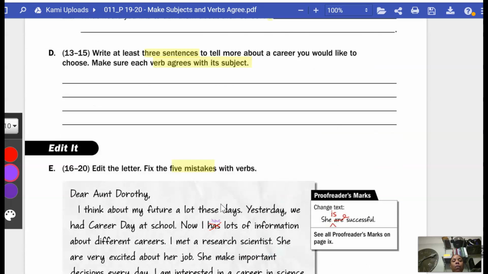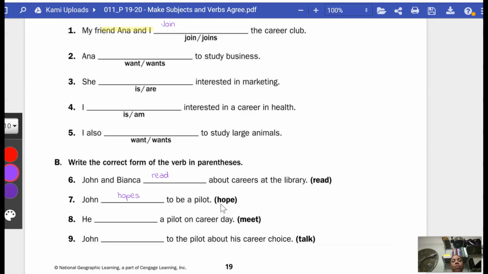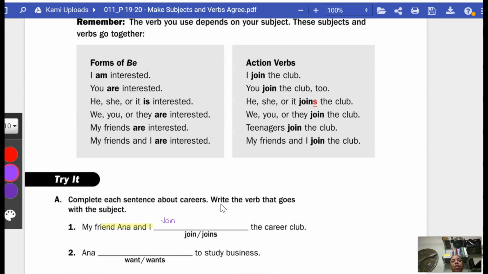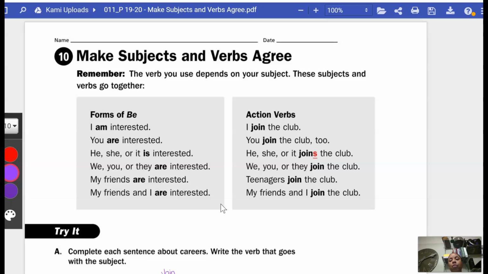And that is how you do this handout. So make sure that you complete each section, and then you're going to submit it to Schoology by the end of lunch. I hope that helps.